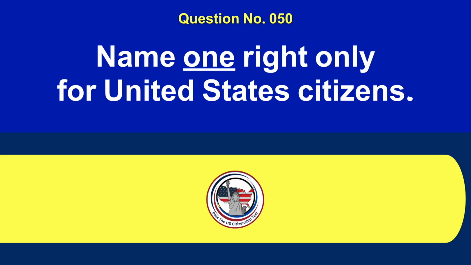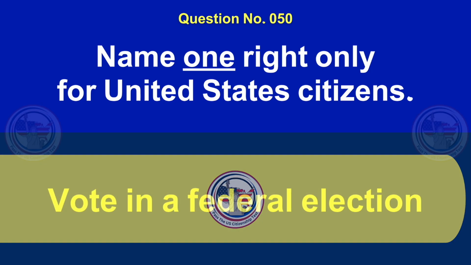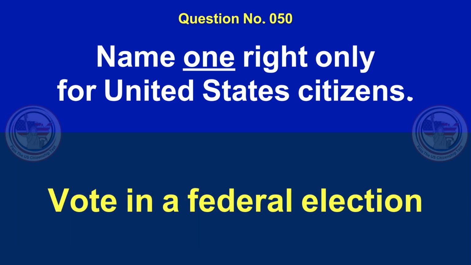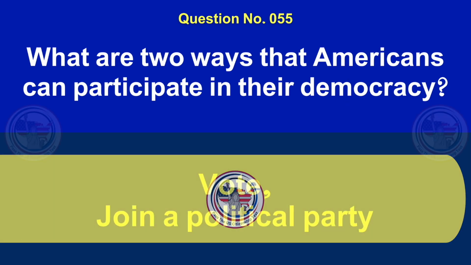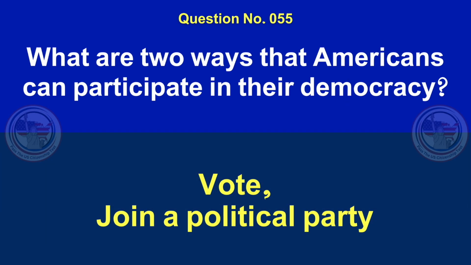Name one right only for United States citizens. Vote in a federal election. What are two ways that Americans can participate in their democracy? Vote. Join a political party.